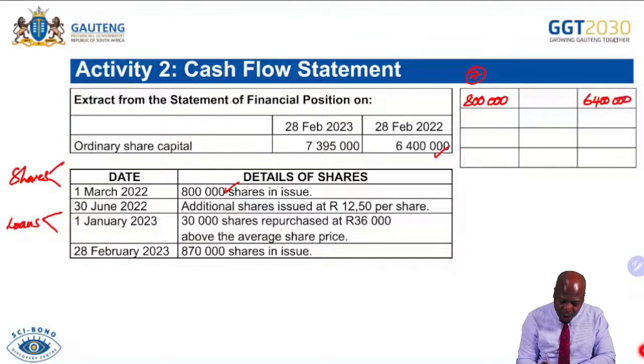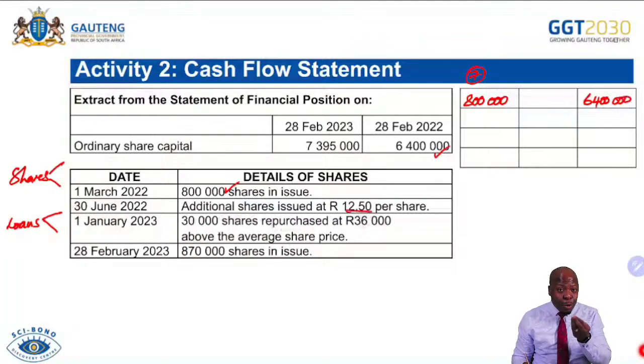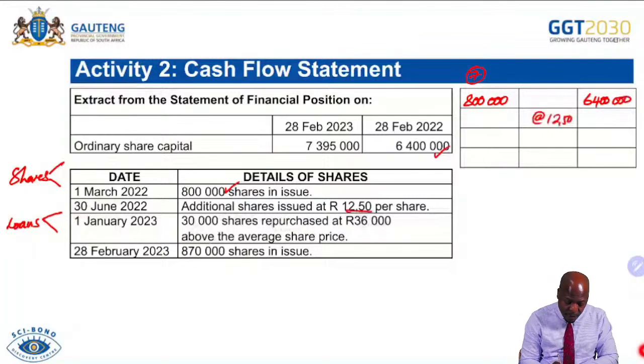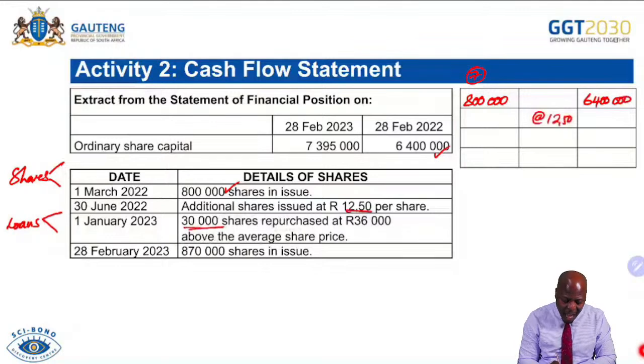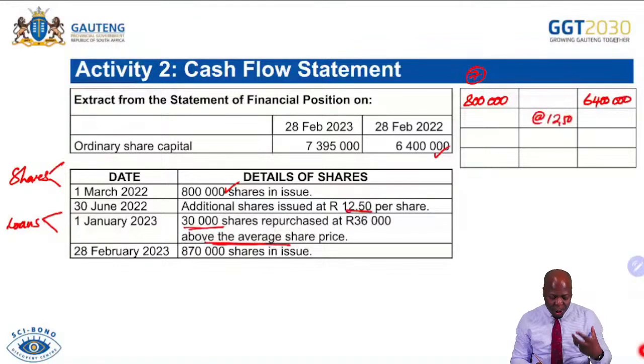Additional shares are issued at 12.50. We don't know how many shares there are, but that should not be an issue for us. So we should quickly come here and say issued at 12.50. I continue. And then I come here, it then says 30,000 shares were repurchased at 36,000 rands above the average price. Very important. Above the average share price.